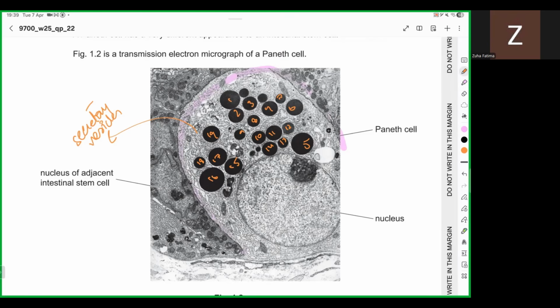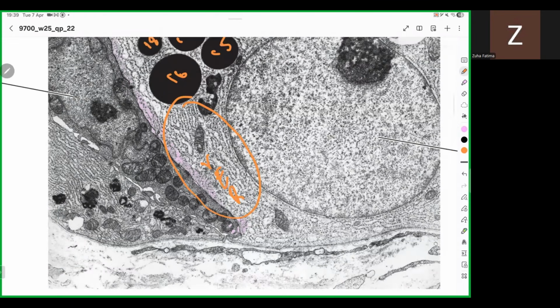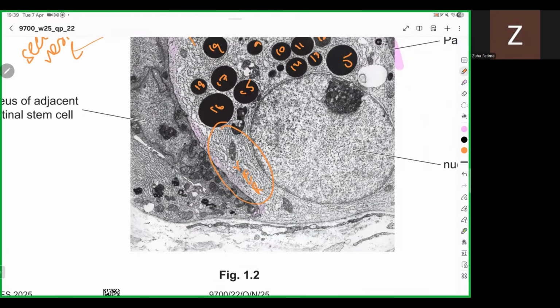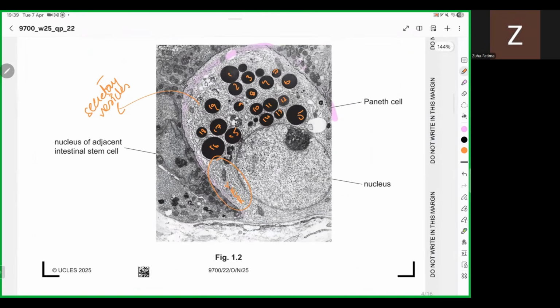Then the second evidence they have asked for is how can we say, looking at this particular cell, that it is involved in the synthesis of peptides and proteins. If we look closely, can you see that we have a lot of rough endoplasmic reticulum. You can see ribosomes on the endoplasmic reticulum. So the presence of an abundance of RER within the cell suggests that this cell is involved in the secretion of peptides and proteins.